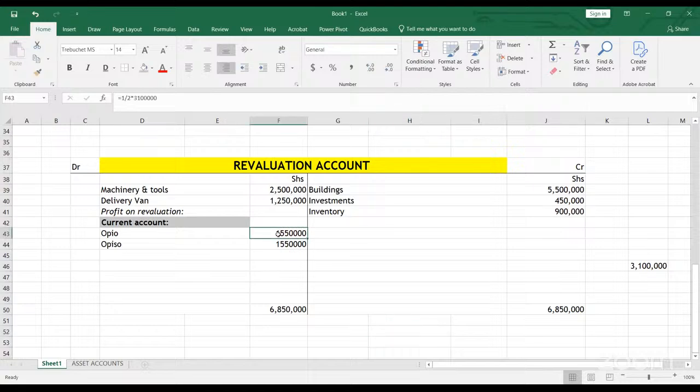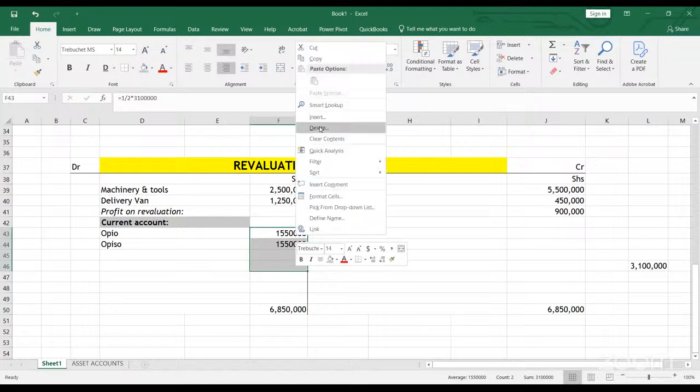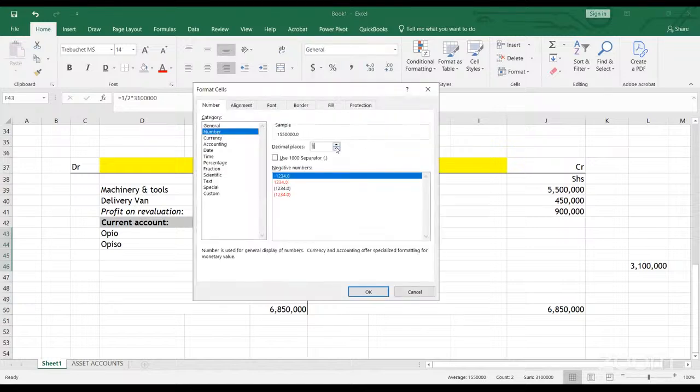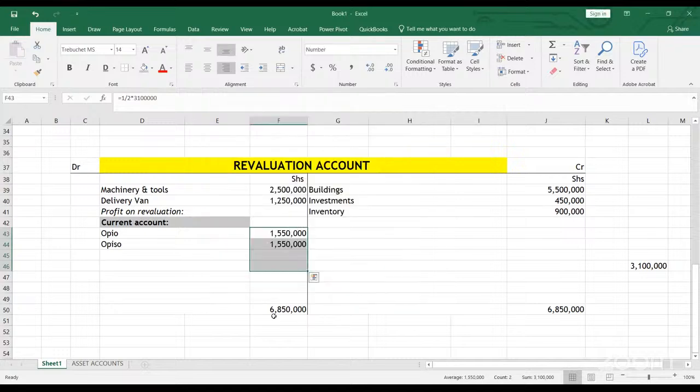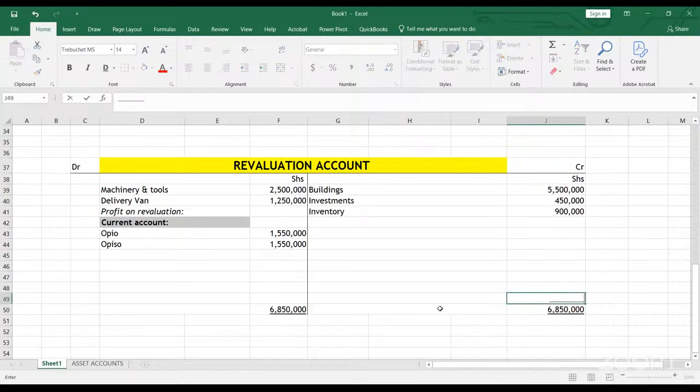These are the figures which you have in the notes you have, and this is your revaluation account. That's how we come up with the revaluation account. This account records the gains or losses as a result of asset revaluations. So this is our revaluation account.